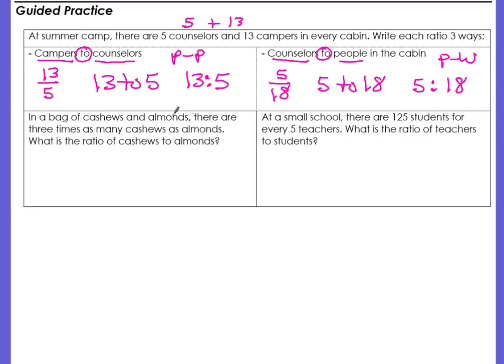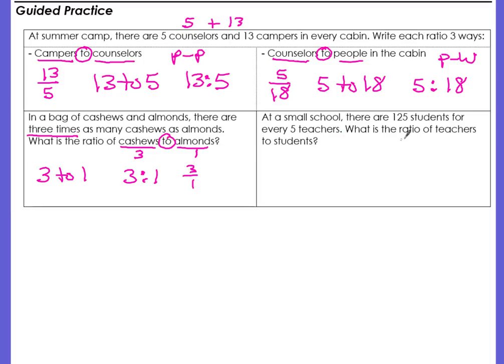In a bag of cashews and almonds, there are 3 times as many cashews as almonds. What is the ratio of cashews to almonds? So we're comparing cashews to almonds. How many cashews? Well, 3 times as many as almonds. So if we have 1 almond, how many cashews would that be? That would be 3. So our ratio is going to be a 3-to-1 ratio. Write it the three different ways. And now I would like for you to work the next example on your own, pause the video, and then come back and check your answer.